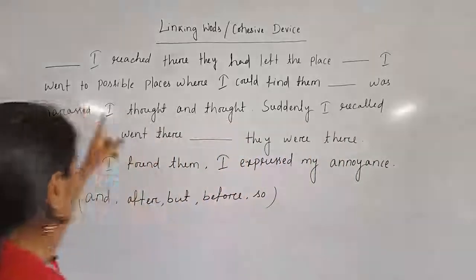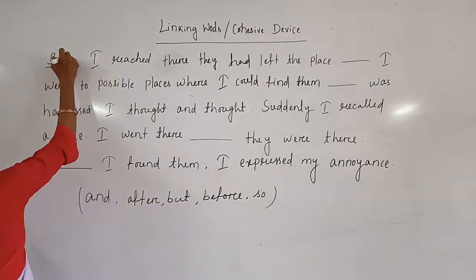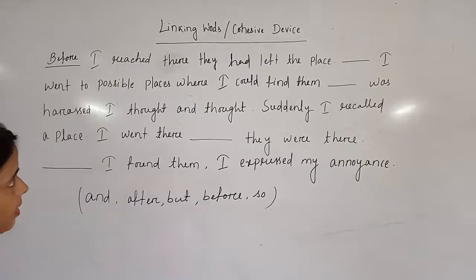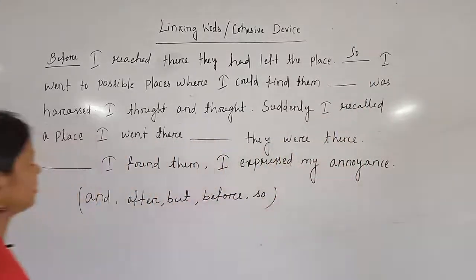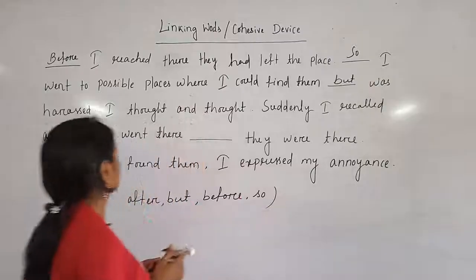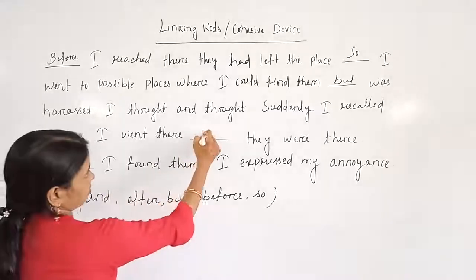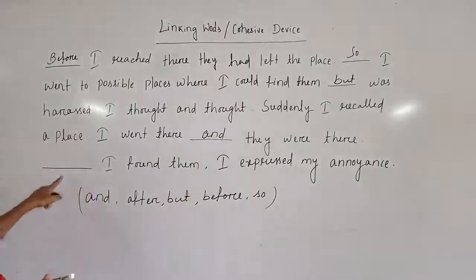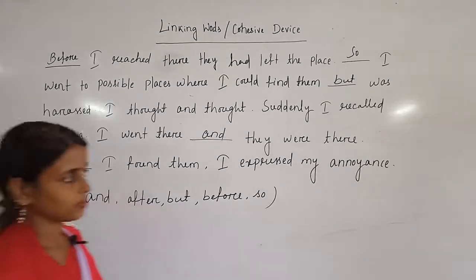So now let's do the answer. Dash I reached there before. Before I reached there, they had left the place. Dash I went to possible places. Here, so I went to possible places where I could find them. Dash was harassed, but was harassed. I thought and thought, suddenly I recalled a place. I went there and they were there. After I found them, I expressed my annoyance.